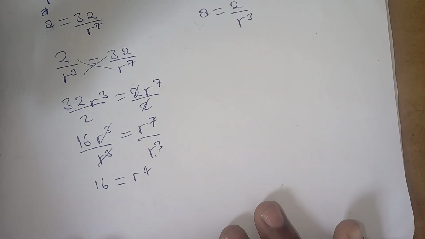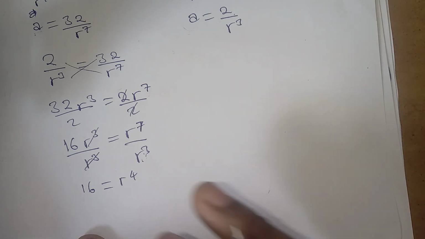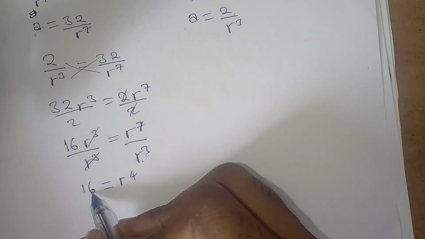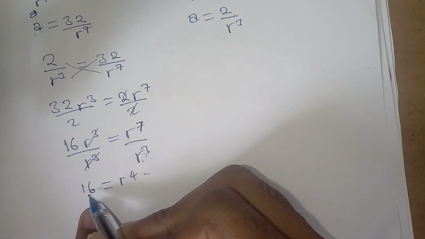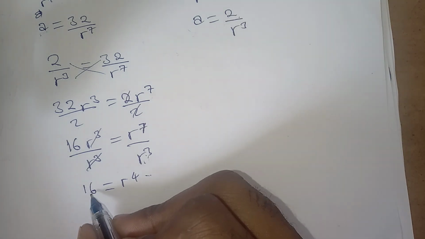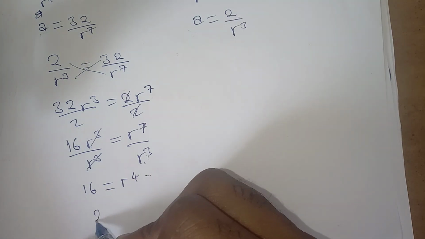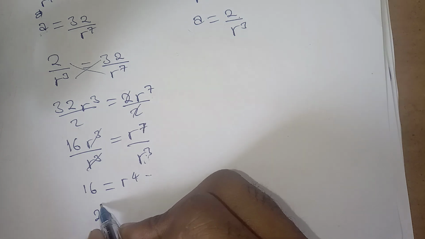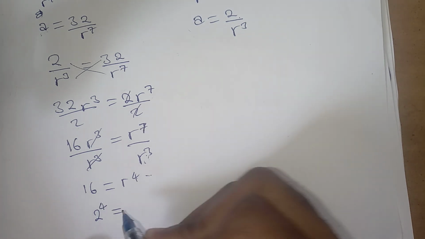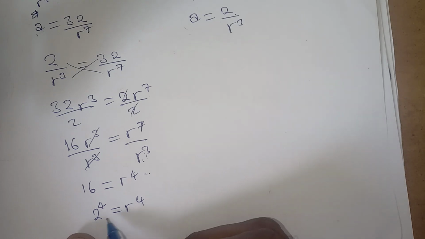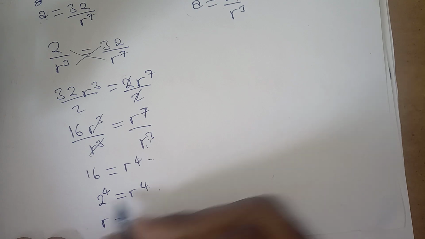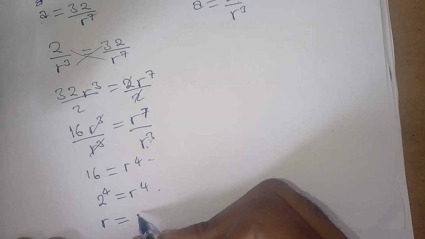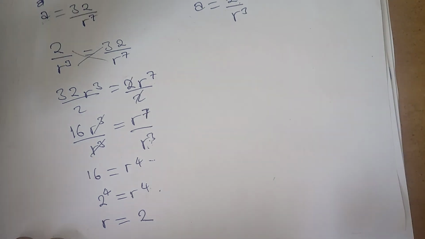So if you want, you can use natural logs, or you can just write this in such a way that the power is a 4. So to write 16 with a power 4, the base must be a 2. So this will be 2 to the power 4 is equal to r to the power 4. And since the powers are the same, we can conclude that the bases are the same. So this will be equal to 2.